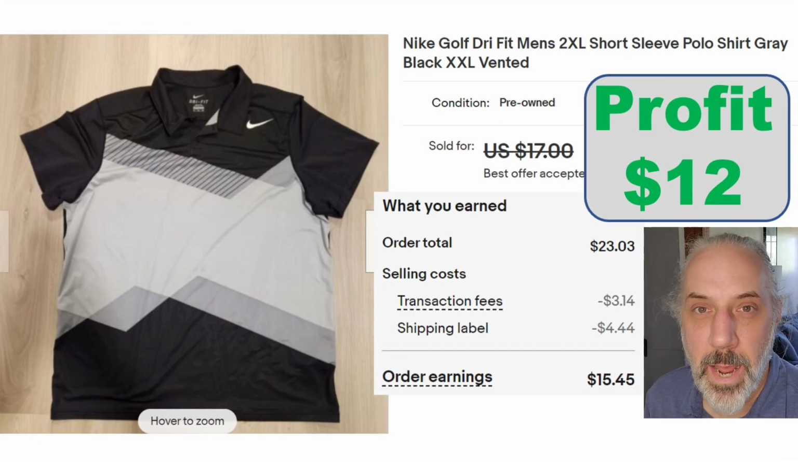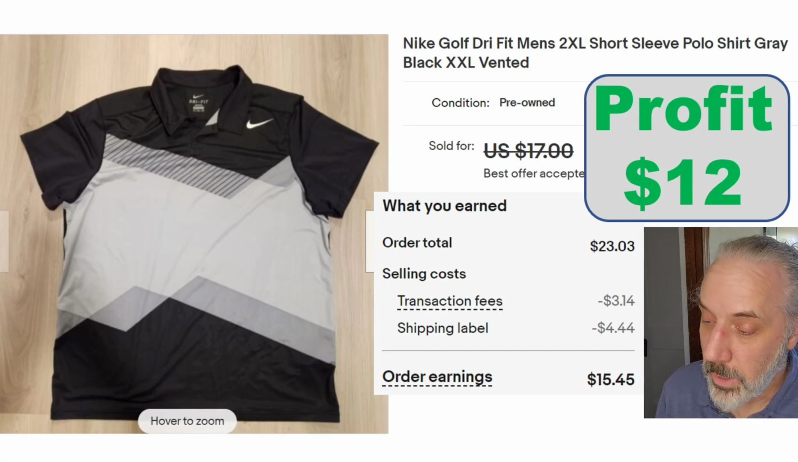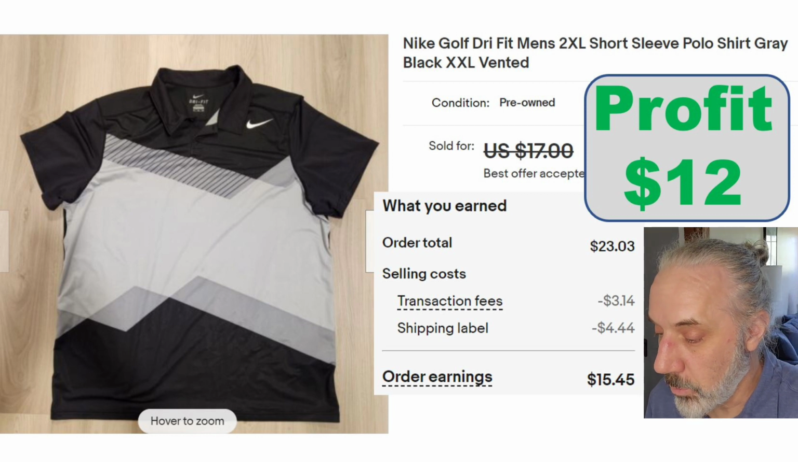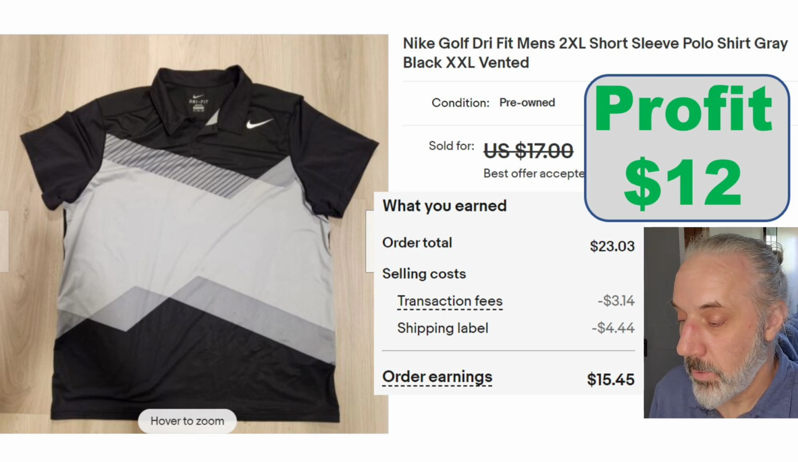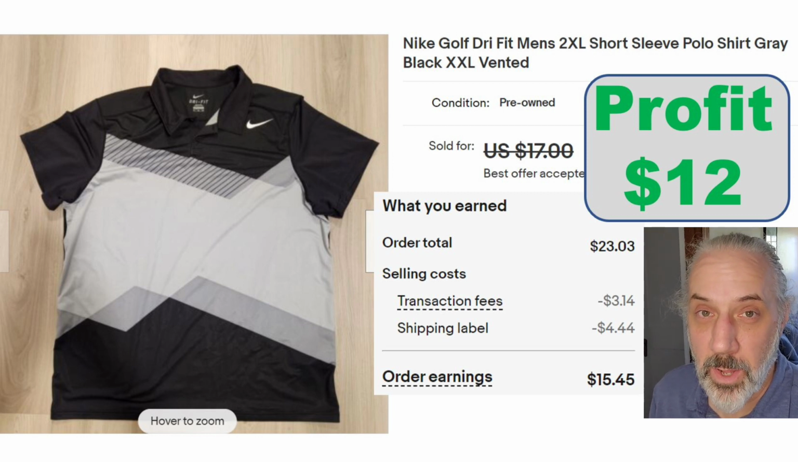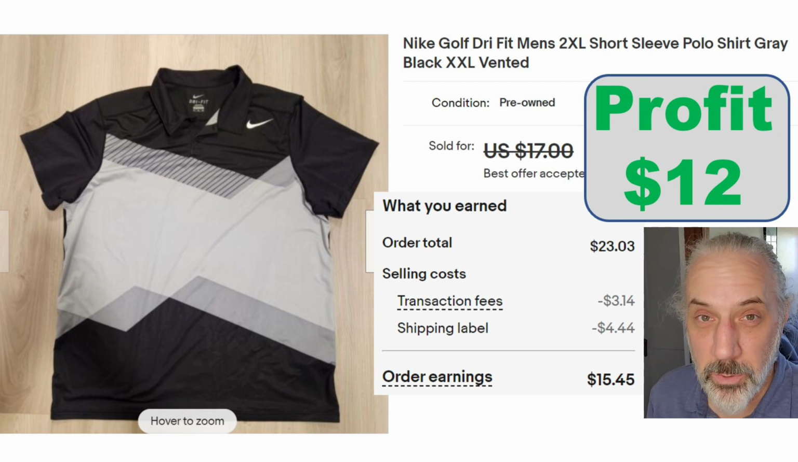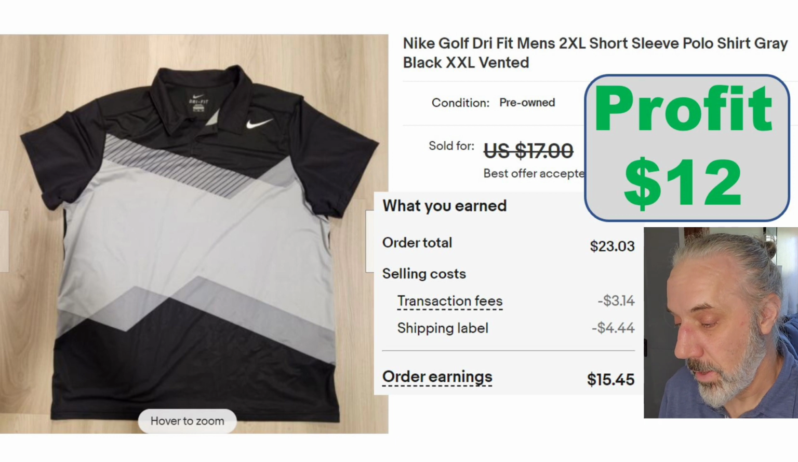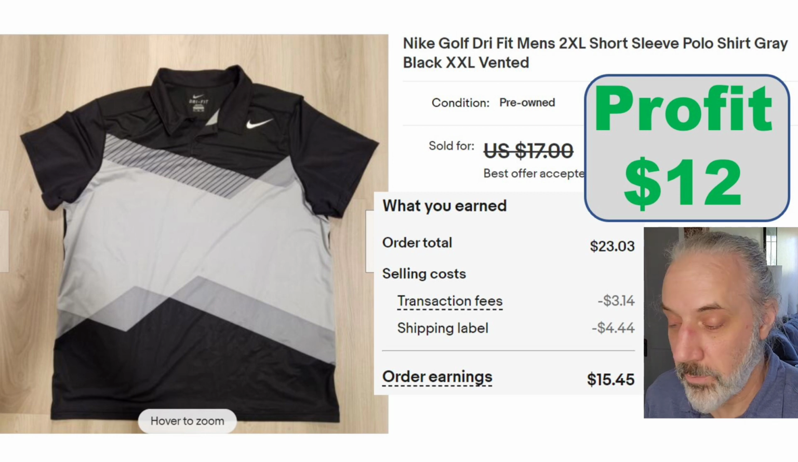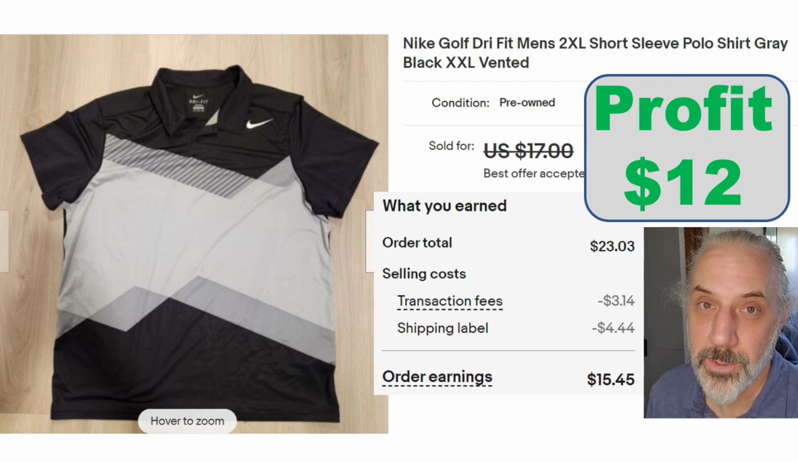Here we have a Nike golf polo shirt. You can see it's black and gray. The size is 2XL. I used 2XL and XXL. I don't know if that makes a difference, but maybe it does if people are searching for that certain size. This buyer is all in for $23.03. My eBay earnings, $15.45, and my profit, $12.